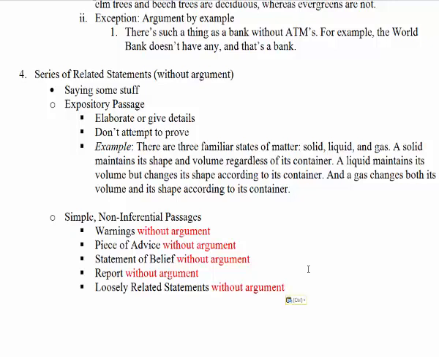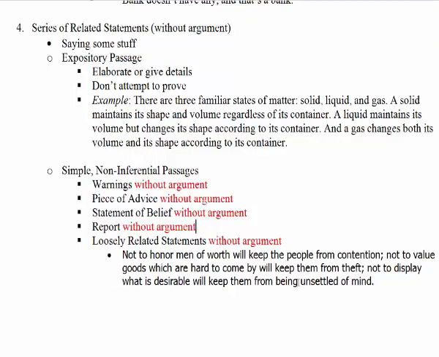It's a passage from the Tao Te Ching, an ancient Chinese text, in which the author says, not to honor men of worth will keep the people from contention. Not to value goods which are hard to come by will keep them from theft. Not to display what is desirable will keep them from being unsettled of mind.